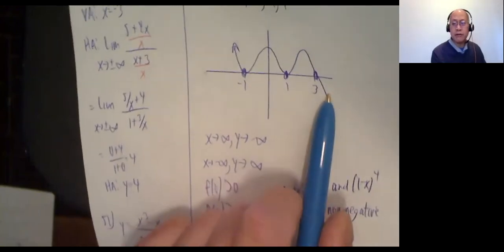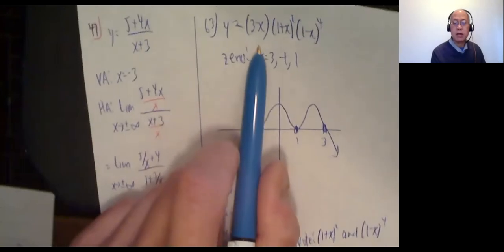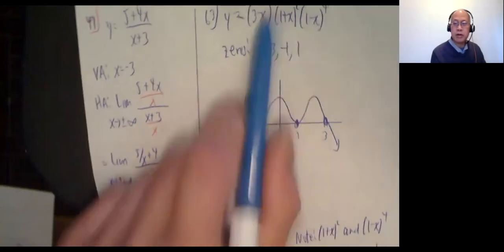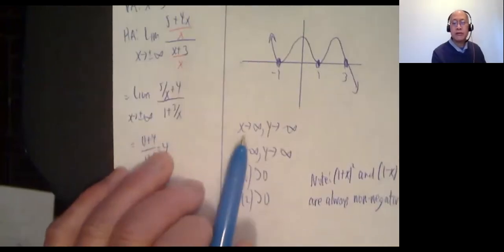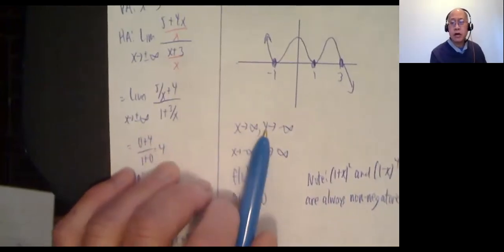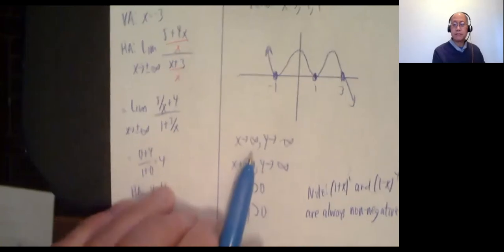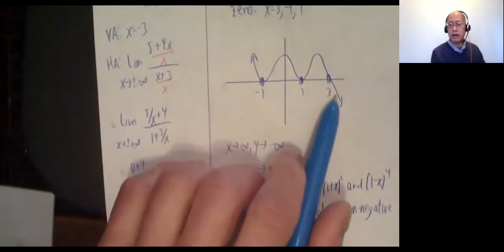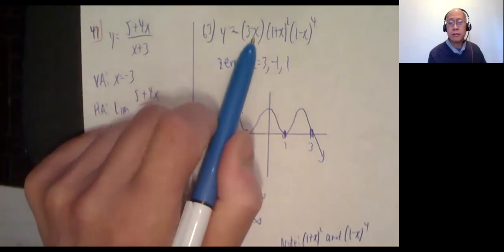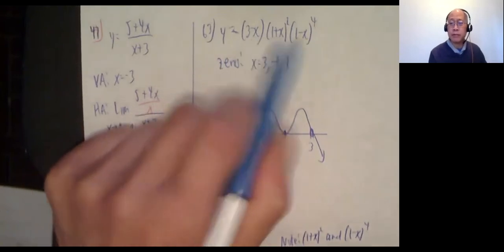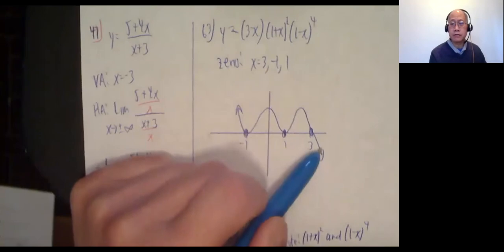Finally, when I plug in a number like 4, I get negative, right? 3 minus 4 is negative. I already know these are positive, so that goes down. Okay, so what do I have here? As x goes to infinity, y goes to negative infinity. We knew that already, but if I plug in a super big number like a million, 3 minus a million is negative. These are already positive. Goes down there.